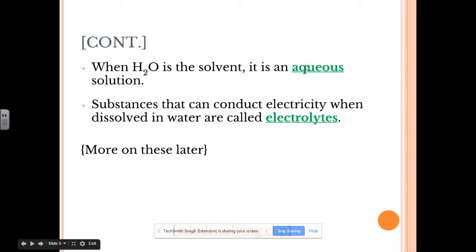When H2O is the solvent, we call this an aqueous solution. We've seen that before. When these things dissolve and dissociate, we call them electrolytes. We'll talk about them later.